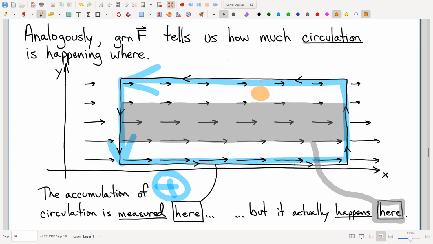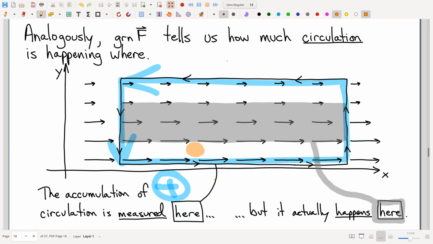Likewise, there is no circulation happening over here. And likewise, there's no circulation happening down here. Down here, now there's a stronger flow along the top edge, pushing it stronger clockwise, but it's also stronger down below, pushing it stronger counterclockwise. And again, same amount on both sides. And so no circulation down here either.